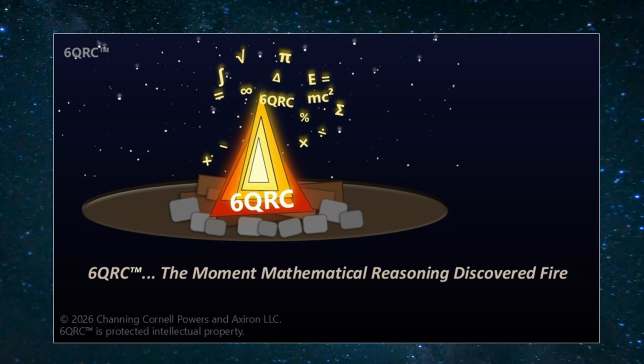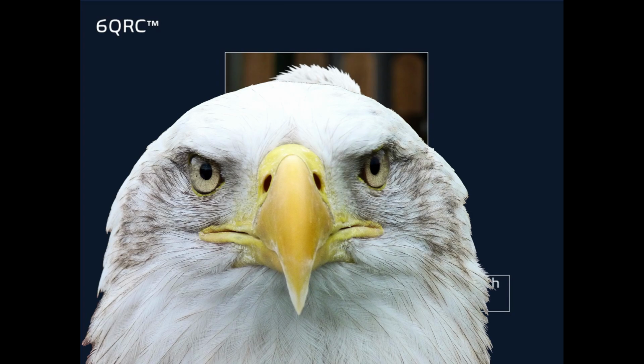6QRC introduces a layer of mathematics that no one's ever seen, and it requires a metaphor strong enough to make something that's invisible visible. That's why the eagle is here.